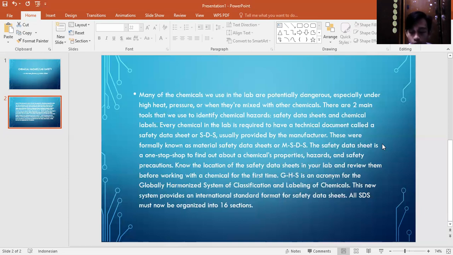Now, you know how to identify potential chemical hazards by looking at both safety datasheets and chemical labels. In our next lessons, we will examine some important techniques for handling chemicals safely.